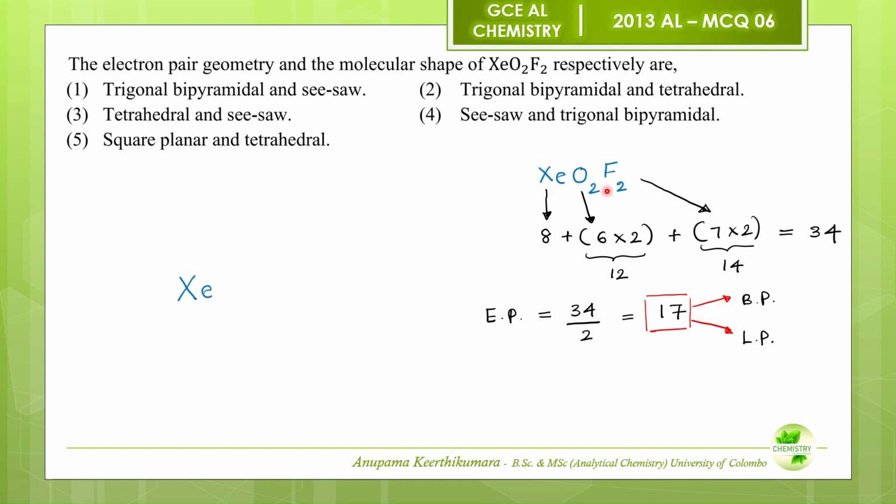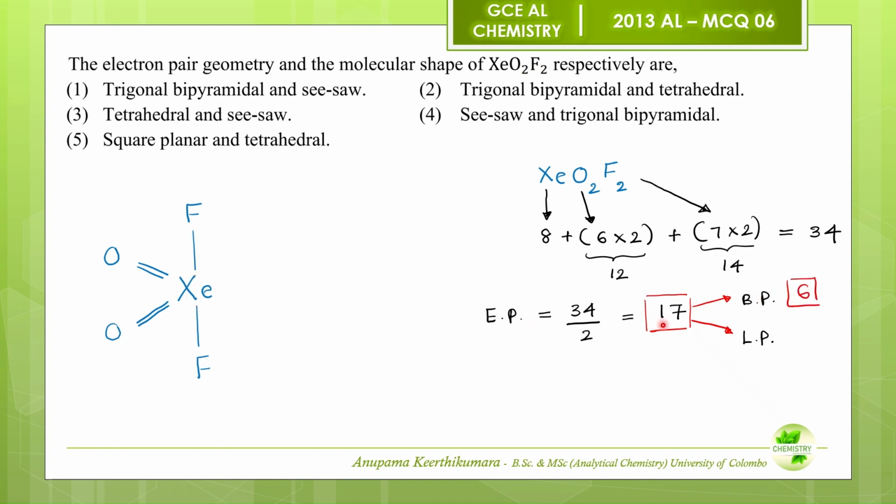Fluorine always forms single covalent bonds with the center atom. Therefore, we will connect these 2 fluorine atoms to the center atom using 2 single covalent bonds. When oxygen is a terminal atom, it usually forms double covalent bonds with the center atom. Therefore, we can connect these 2 oxygen atoms to the center atom using double covalent bonds. Now we have assigned 6 bond pairs around xenon. Therefore, we can write 6 bond pairs.